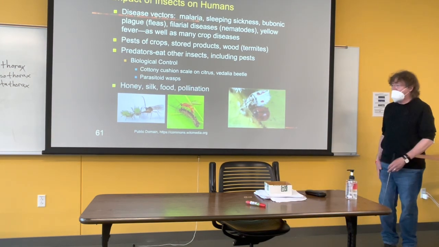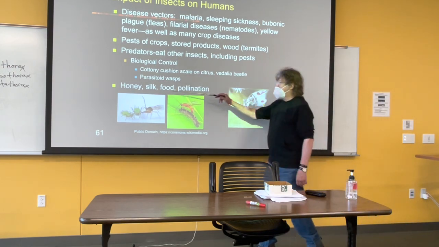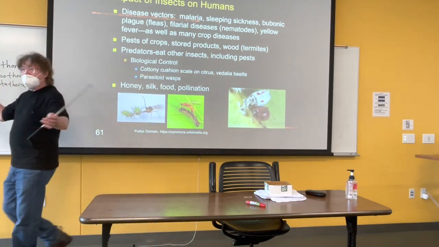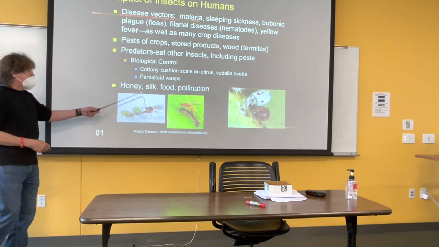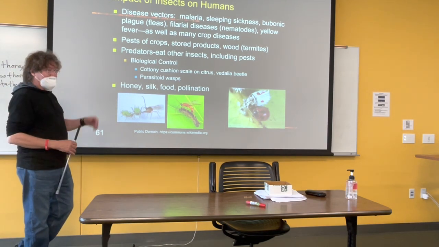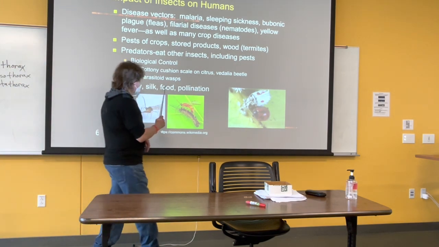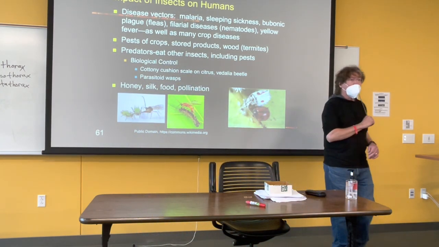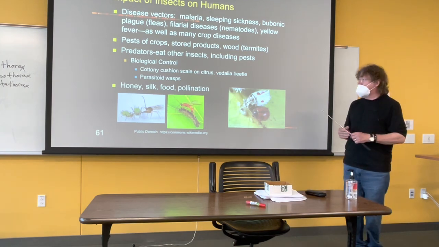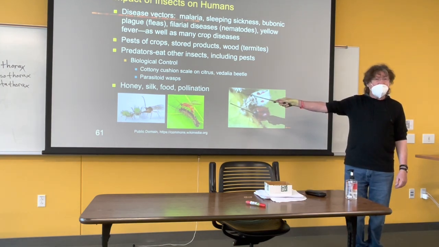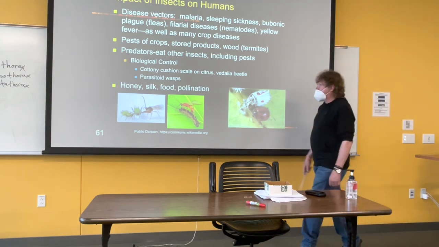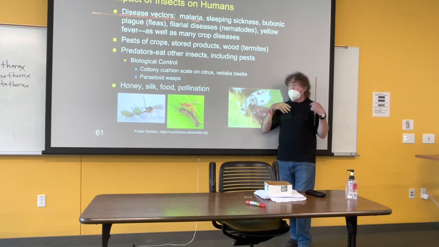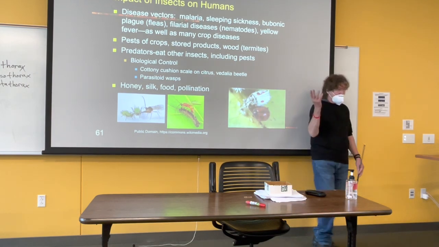Okay, and then lastly, we also get some food from these things. Products, honey. Who doesn't like honey? That's nice. It comes from bees. Silk is a product that's produced by many insects, and you can eat the insects. Here in the West, we have cultural stigmas against eating insects, but they're high in protein. It's a good food source. And pollination. It's mostly this group of animals that are the main pollinators of angiosperms.